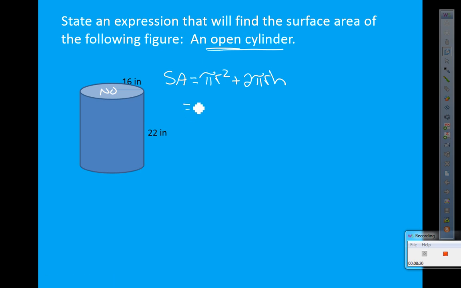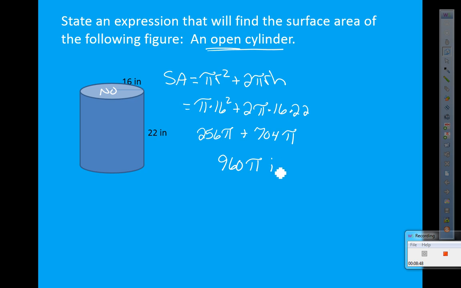So it looks like I'm going to have pi times 16 squared plus 2 times pi times 16 times 22. So it looks like I'm going to get 256 pi plus, oh boy, 2 times 16 times 22 would be 700, add 4, 704 pi. So it looks like this surface area is 960 pi inches squared.